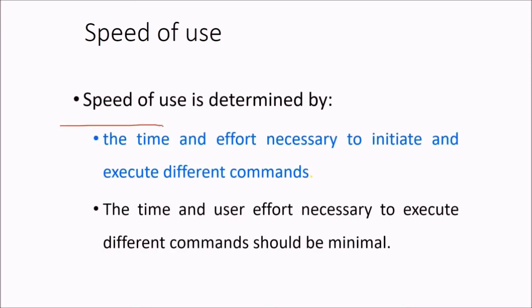Then comes the speed of use. How is it determined? It is determined by the time and effort which is necessary to initiate and execute the different commands provided. The time and effort we are talking about in speed of use, which is required to execute different commands, must be as minimal as possible.